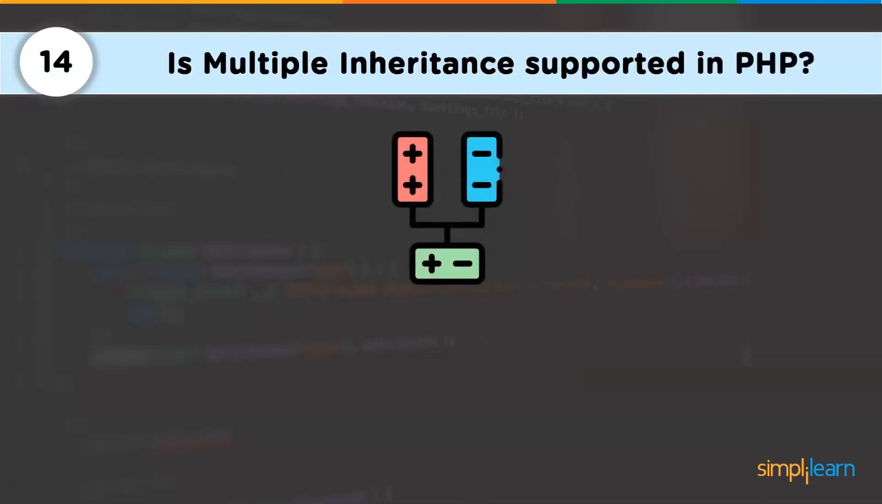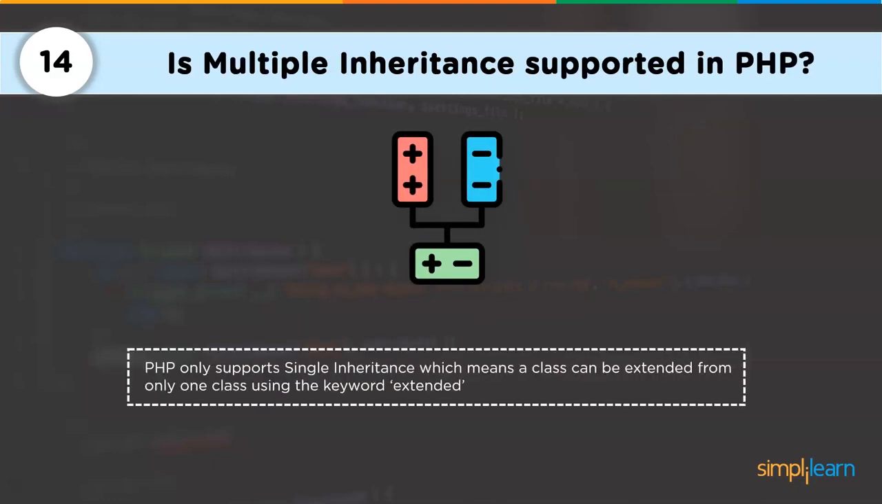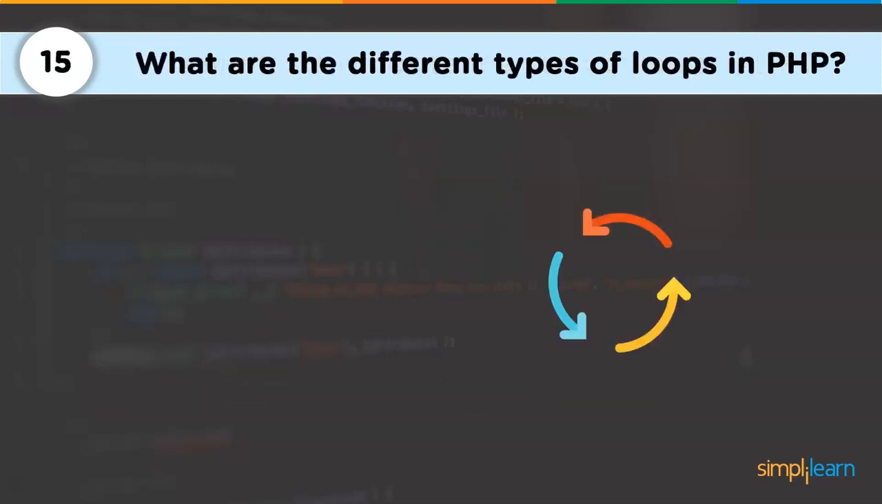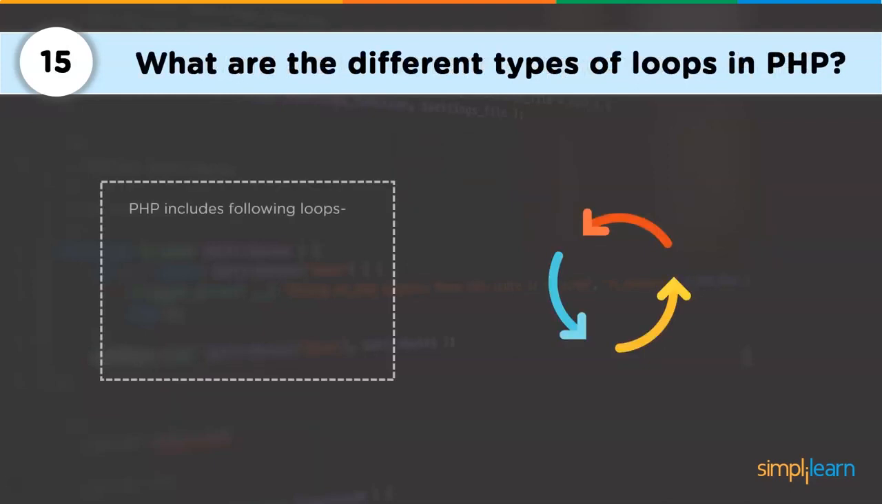Next, is multiple inheritance supported in PHP? PHP only supports single inheritance, which means a class can be extended from only one class using the keyword extends. Next, what are the different types of loops in PHP? PHP consists of a while loop, a do while loop, a for loop, and finally a foreach loop. So PHP consists of a total of 4 loops.